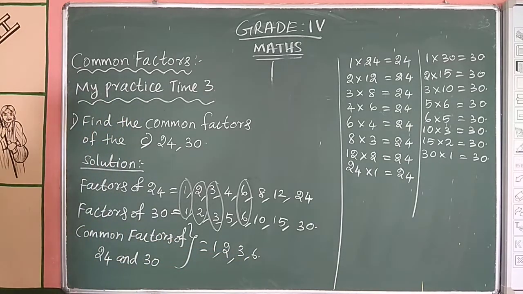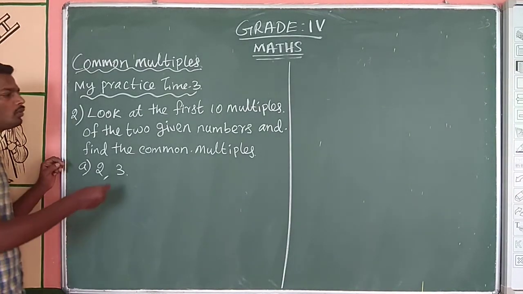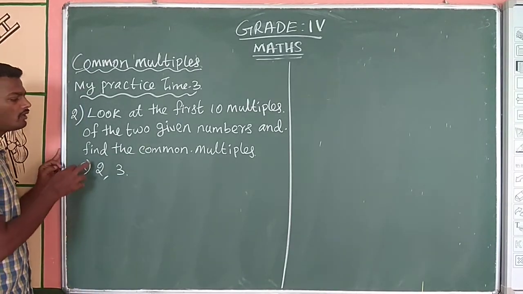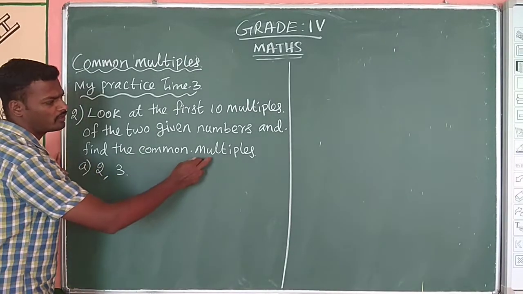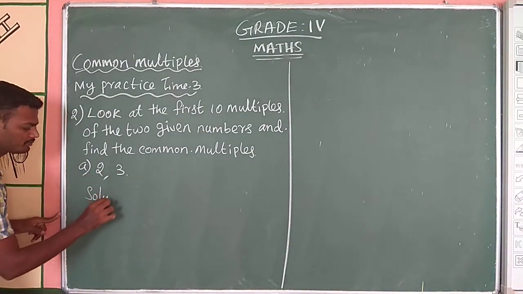Next one, common multiples. My practice time 3. Common multiples. Second question. Look at the first 10 multiples of the two given numbers, and also find the common multiples. Solution. First numbers 2 and 3.